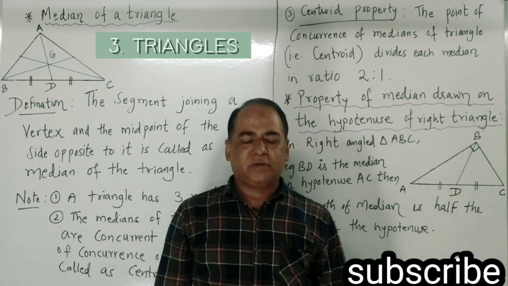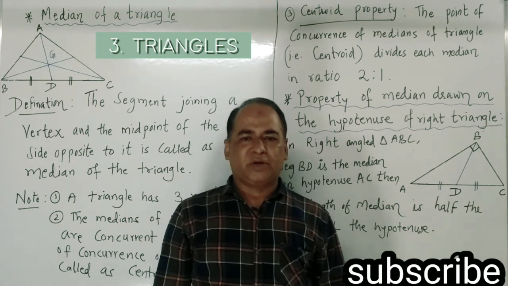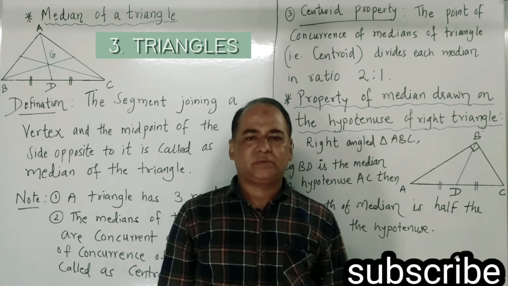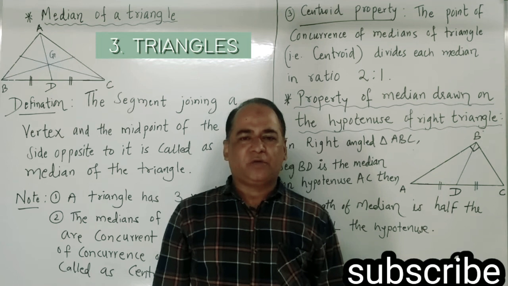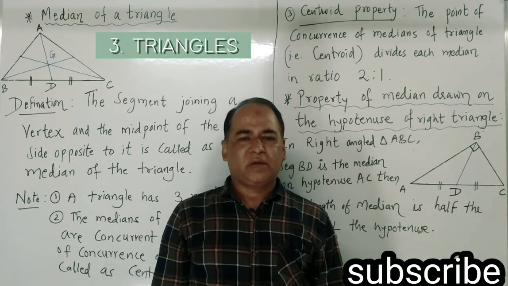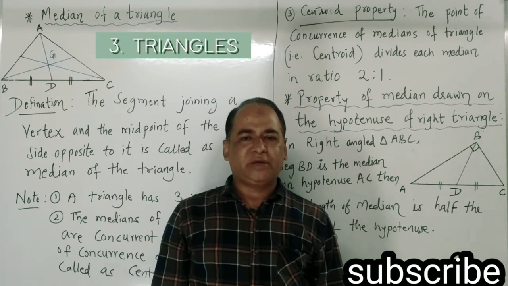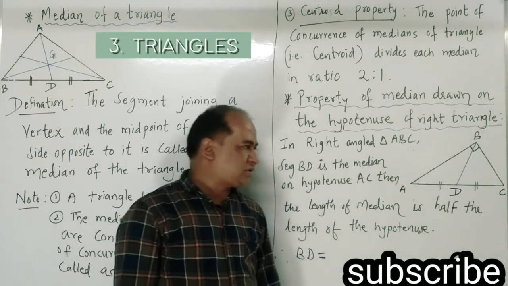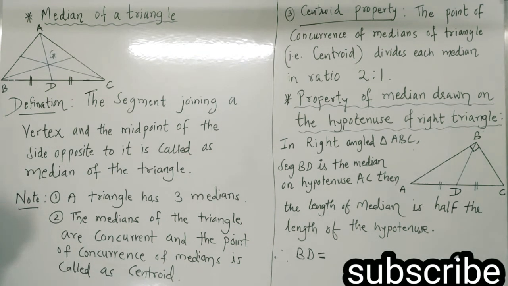Dear students, in today's video, we are going to study what is the median of a triangle, then what is the centroid, the property of medians of a right angle triangle, and at last we are going to prove that the length of the median on the hypotenuse of a right angle triangle is half the length of the hypotenuse. So let us study first the median of a triangle.